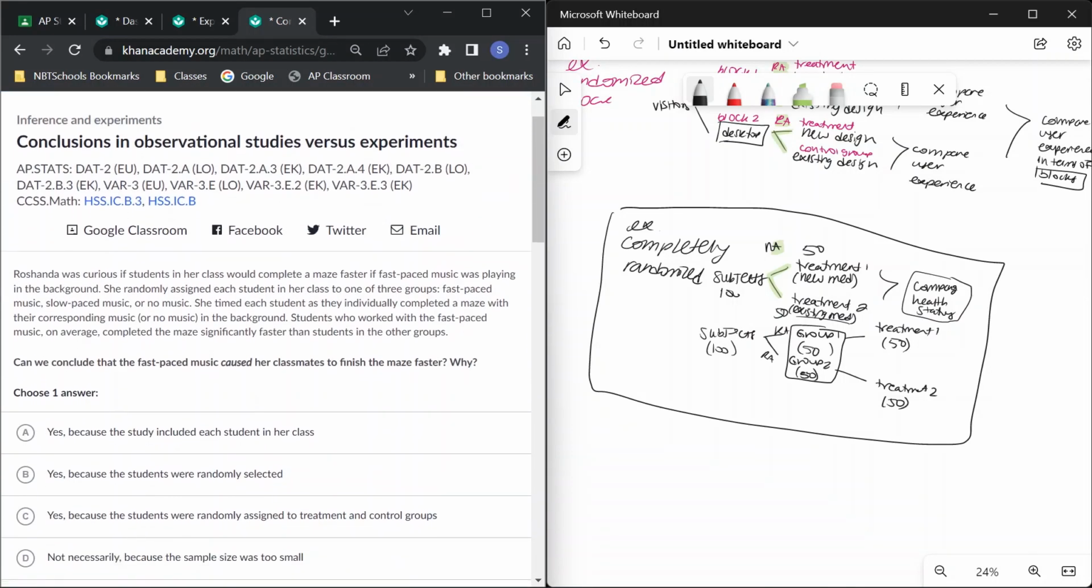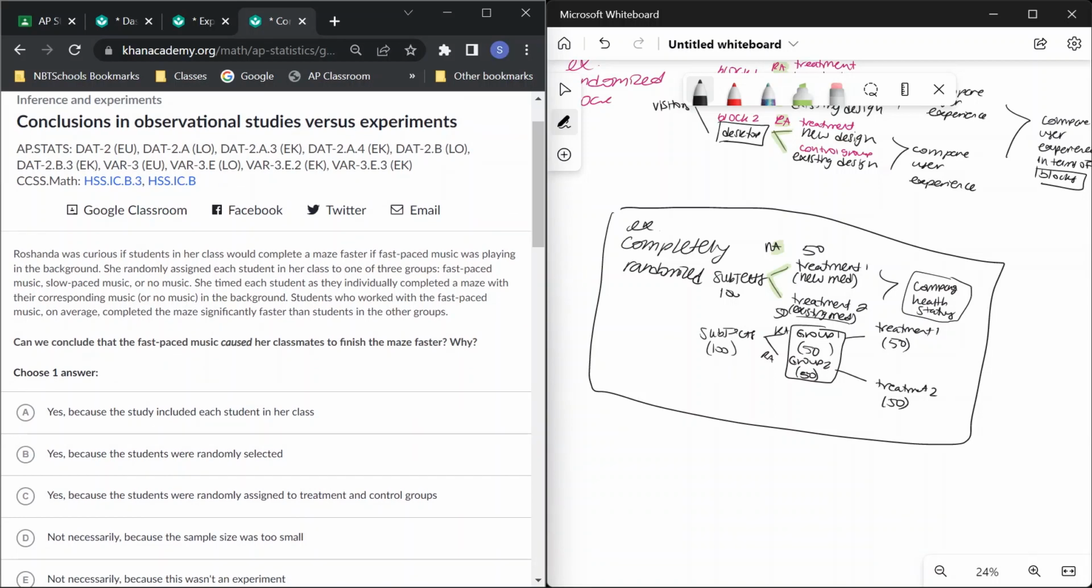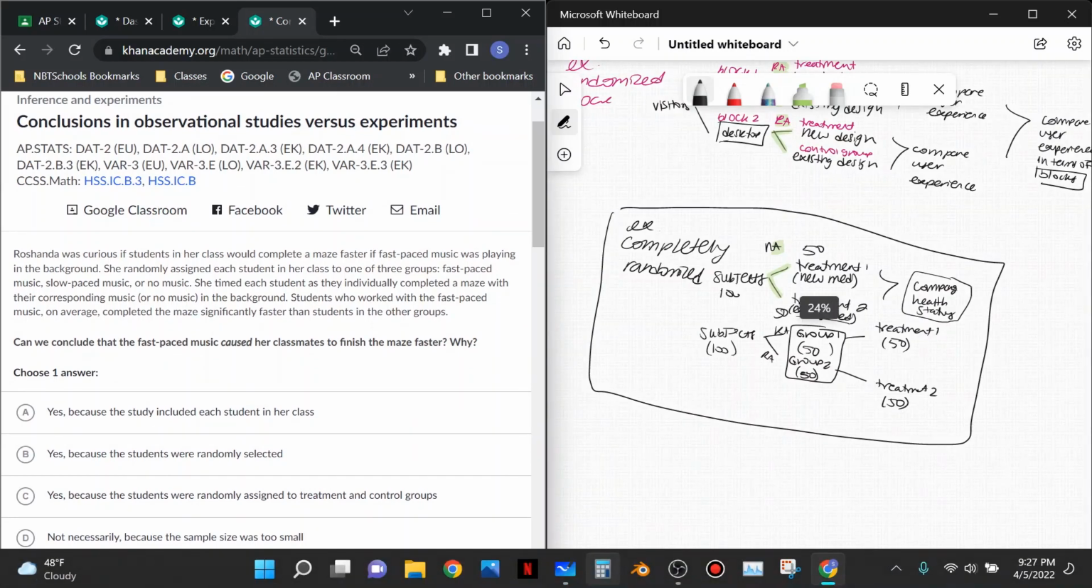Okay, so let's read these. Conclusions in observational studies versus experiments.